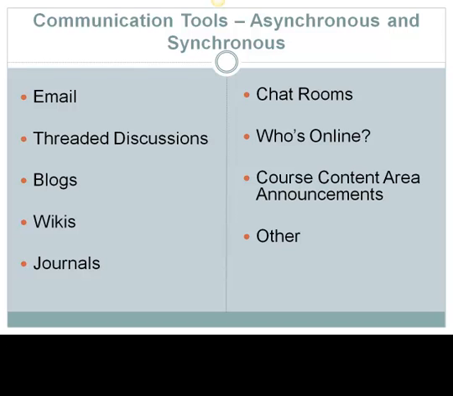There's lots of communication tools, both asynchronous and synchronous, in the online environment. Asynchronous tools are such as email, threaded discussions, blogs, wikis, and journals. Your synchronous communication tools are more like your live, real-time chat room, who's online, and other real-time functions and programs that we can talk about.